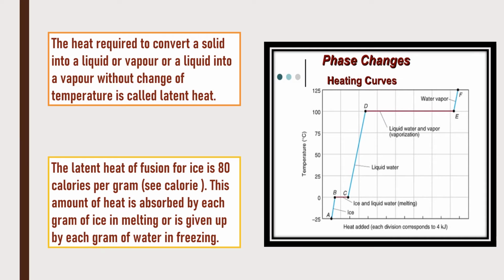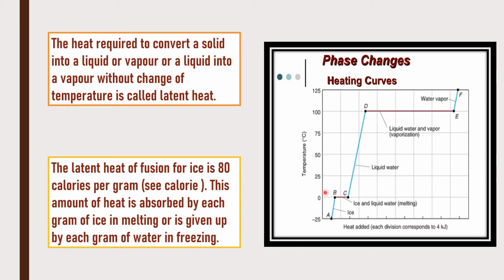Now we are going to discuss latent heat. What is latent heat? The heat required to convert a solid into a liquid or vapor, or a liquid into a vapor without change of temperature is called latent heat. The latent heat of fusion for ice is 80 calories per gram. This amount of heat is absorbed by each gram of ice in melting or is given up by each gram of water in freezing. If you are not understanding even now, please see this graph.